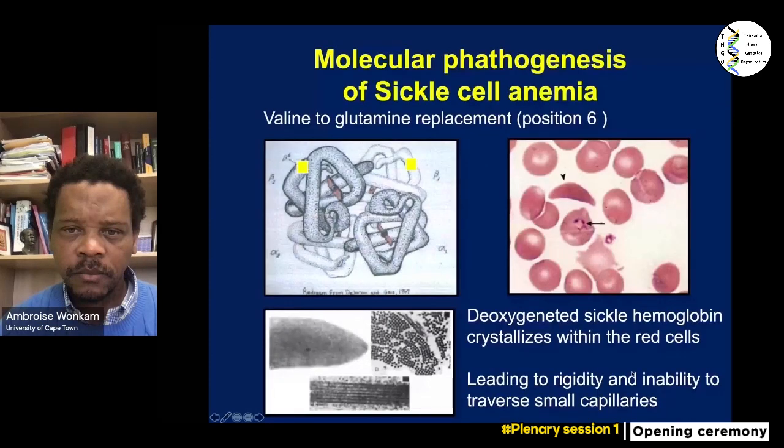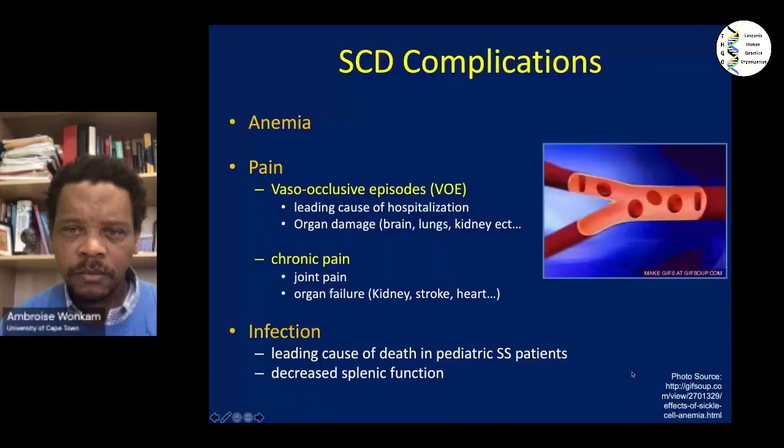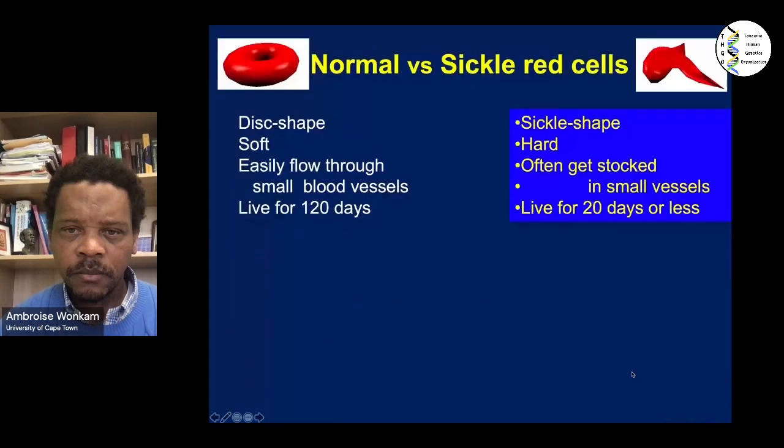These red blood cells, these banana cells, are also prone to destruction. They live much less time than normal red blood cells, and that leads to anemia. So anemia, organ failure, and susceptibility to infection are the main complications of sickle cell disease, and this can be summarized like this. These patients are subjected to major cardiovascular complications like stroke, much more than in the general population.